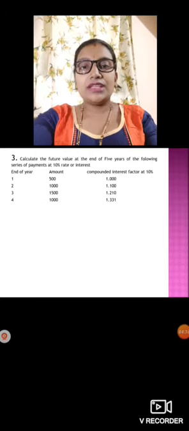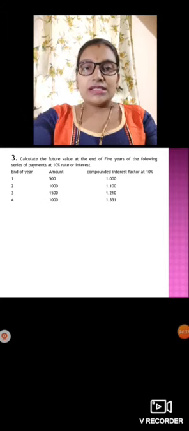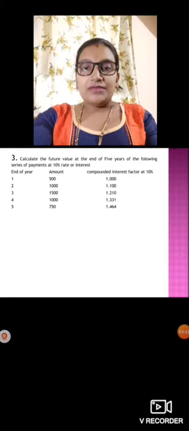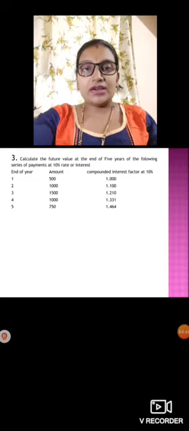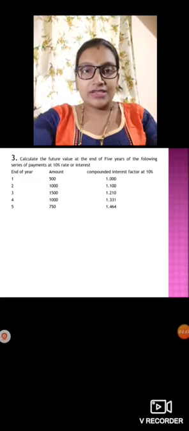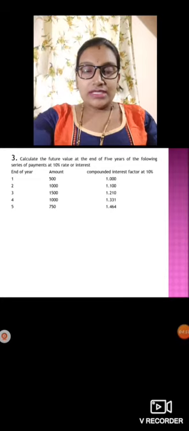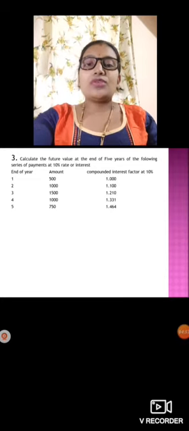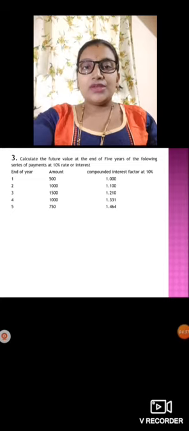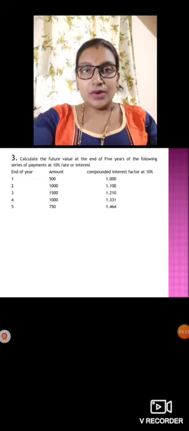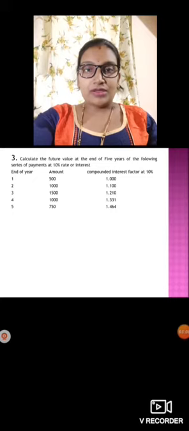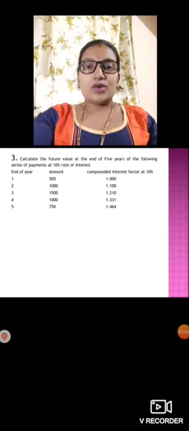Then fourth year he invested 1000, discount factor rate you have 1.331. Then fifth year he invested 750 and interest factor rate you have 1.464. Okay, now how to solve this? Year end and amount as usual you're going to record. Then you should add number of years compounded there. Come from downwards. Okay, so you'll get 0, 1, 2, 3, 4.